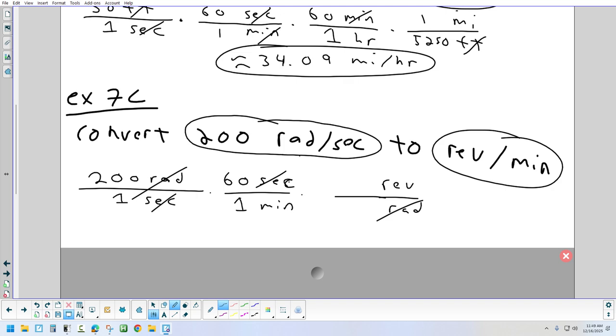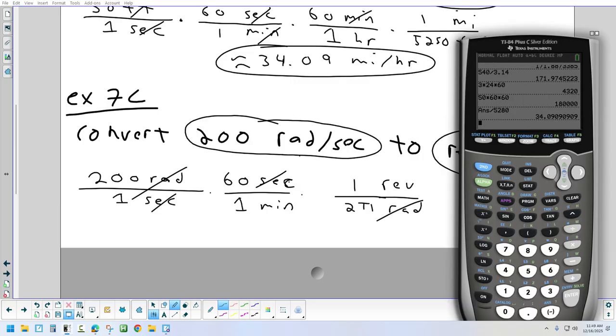Yeah. 2 pi. It's 2 pi radians in 1 revolution. And again, it's not something I would tell you on the test. It's like I wouldn't tell you it was 360 degrees in a revolution either. You each have to know that. Okay, so now we're going to multiply straight across.